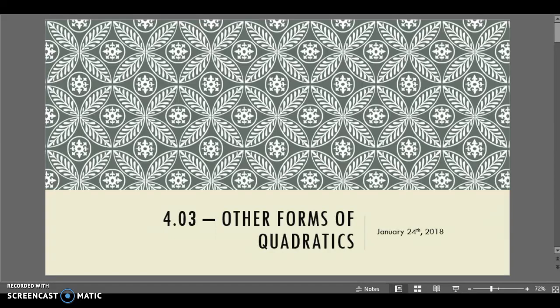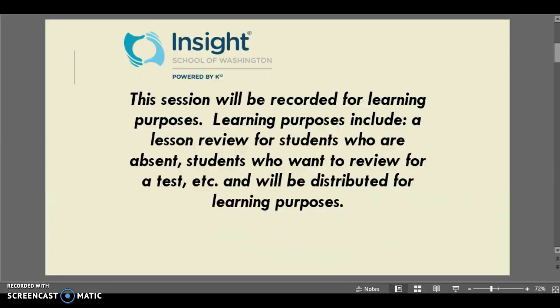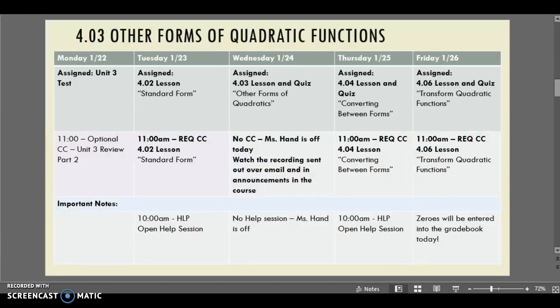Okay, so what we're doing today is a recording for section 4.03, Other Forms of Quadratics, for Wednesday, January 24th, 2018. I am recording this and going to send it out over email and put it in the course so you guys have access to it. Just a reminder that I am not going to be here on Wednesday, which is why we are doing this lesson today. Tomorrow we will meet up and do 4.04, and then Friday we'll do 4.06.